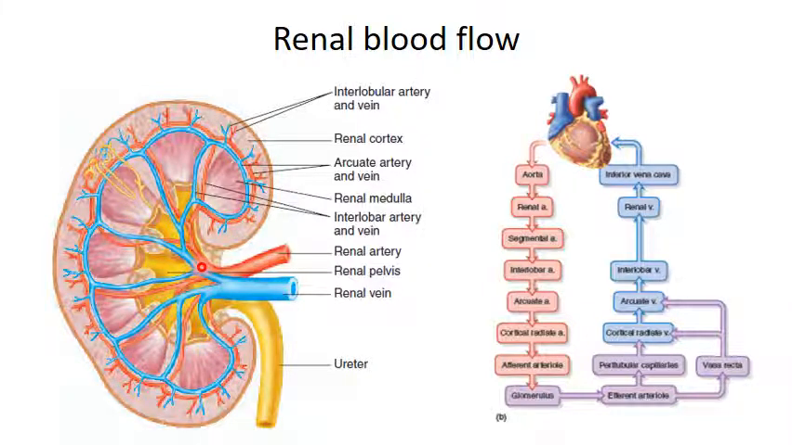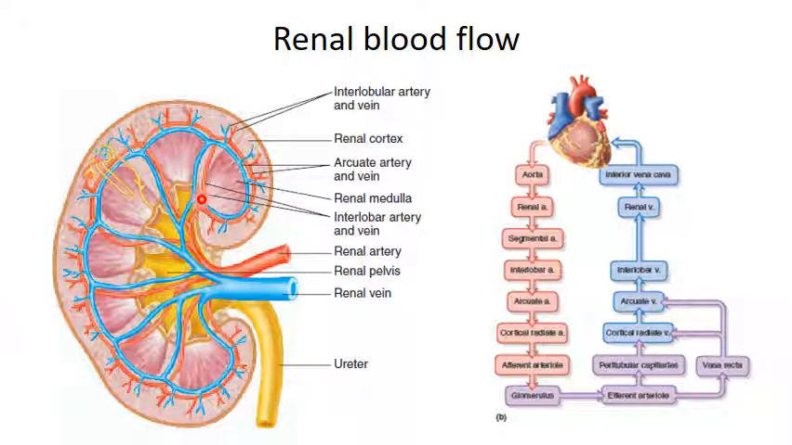Renal artery enters the mass of the kidney through the hilum, which is an indentation on the medial side of the kidney. On entering the kidney mass, the renal artery divides into a few branches called segmental arteries. Then each of these segmental arteries further divides into interlobar arteries.